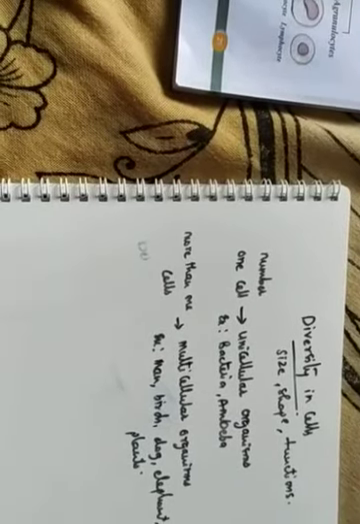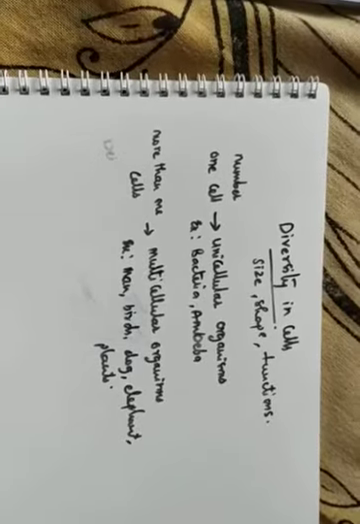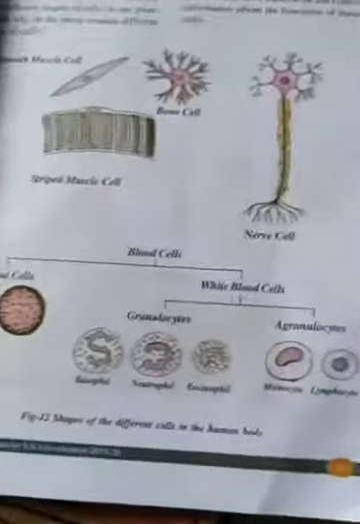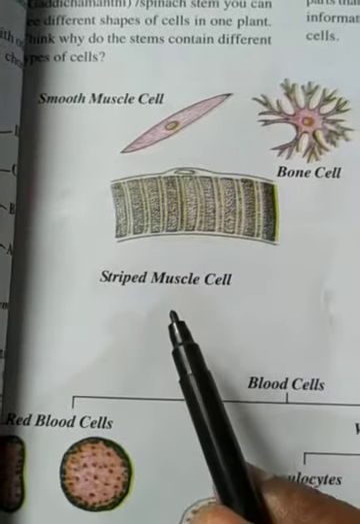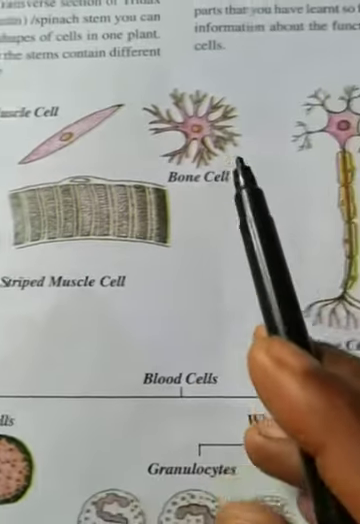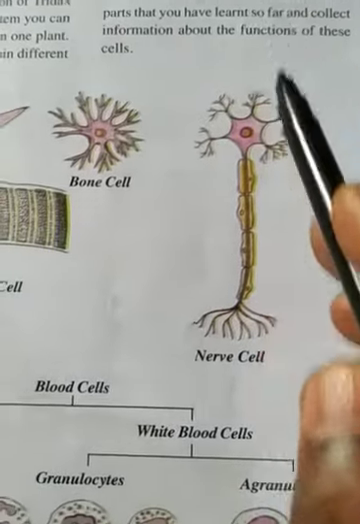Okay, right, children? Now we are going to see the shape of the cell. I'll show you. When you see here, you have different types of cells. This is smooth muscle, which is spindle shaped. This is striped muscle, which is elongated. When you see the bone cell, it is somewhat like a star. When you see the nerve cell, it is very elongated.